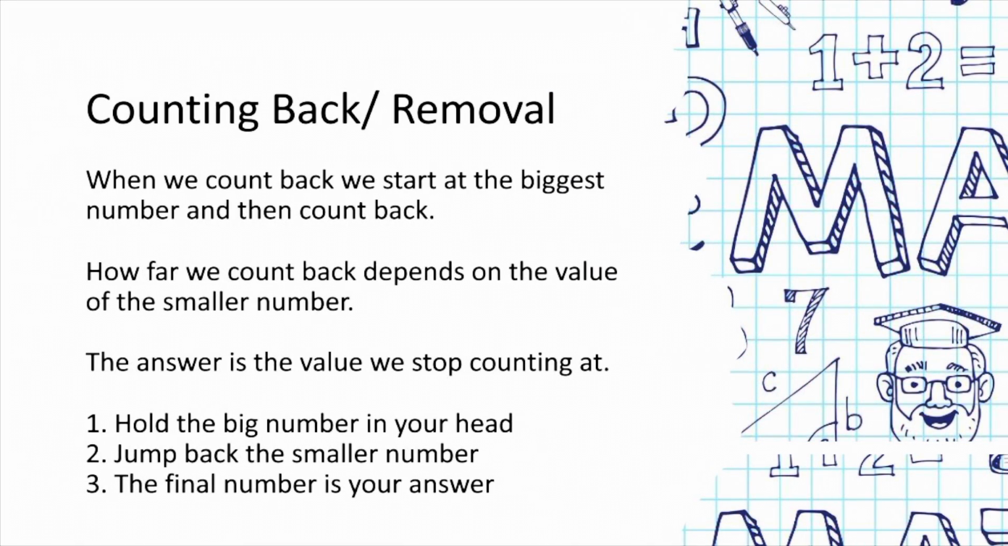Counting back or removal. When we count back or remove, we start at the biggest value and then we count back. How far we count back depends on the value of the smaller number. The answer is the number we stop counting at. 3 steps. Step 1, start on the big value. Step 2, jump back the value of the small digits. Then the number you end on, which is step 3, is your answer.